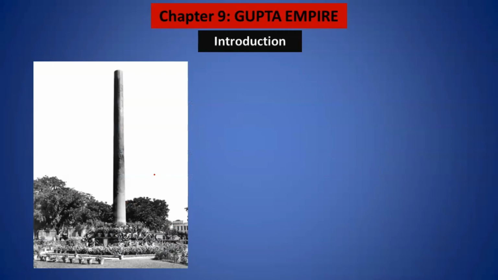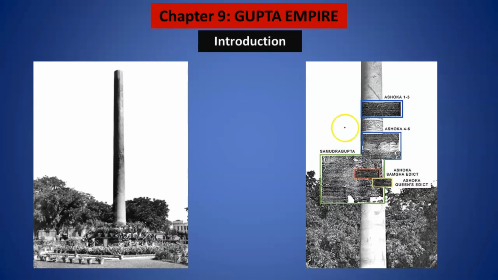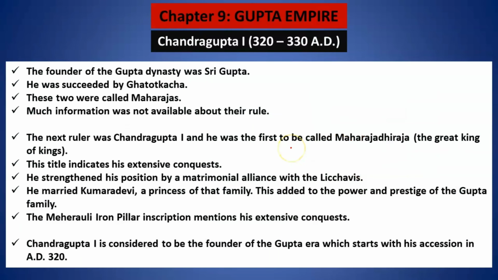Now, this is the Allahabad pillar. This is what I was trying to tell you, that even though you will find the Ashokan inscriptions also, the important part of this Allahabad pillar is about the achievements of Samudragupta. This is very, very important. Remember this, guys.